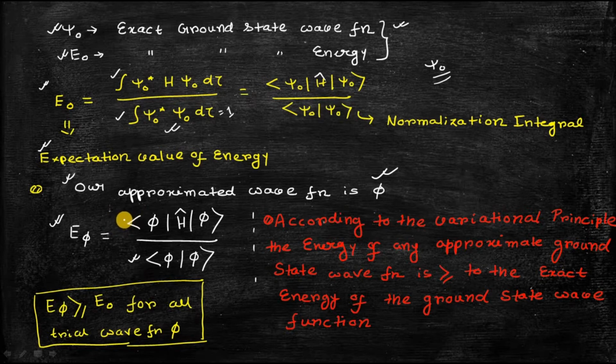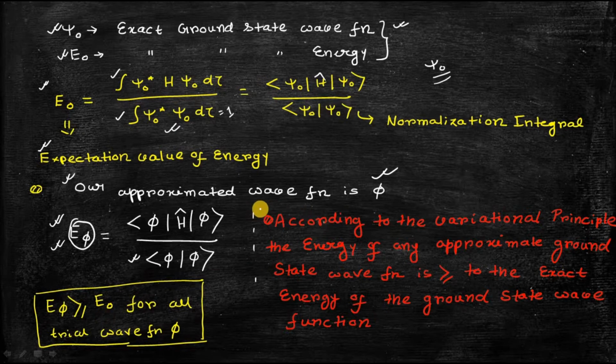Okay, so what the variational principle says. Now here's where the variational principle comes into the picture. According to the variational principle, the energy of any approximated ground state wave function, E phi, will always be greater than or equal to E0, which is the exact energy of the ground state wave function.